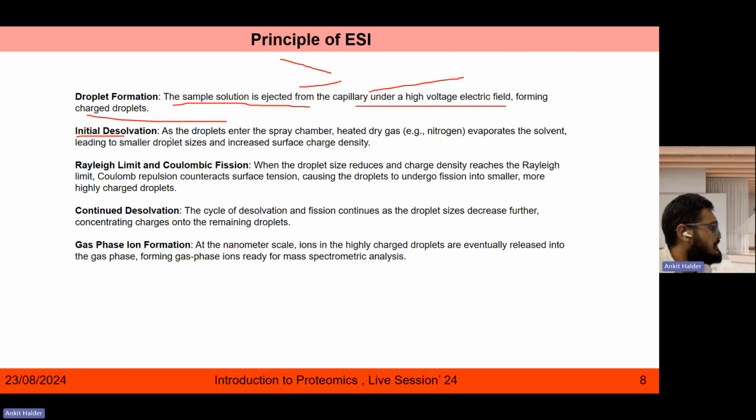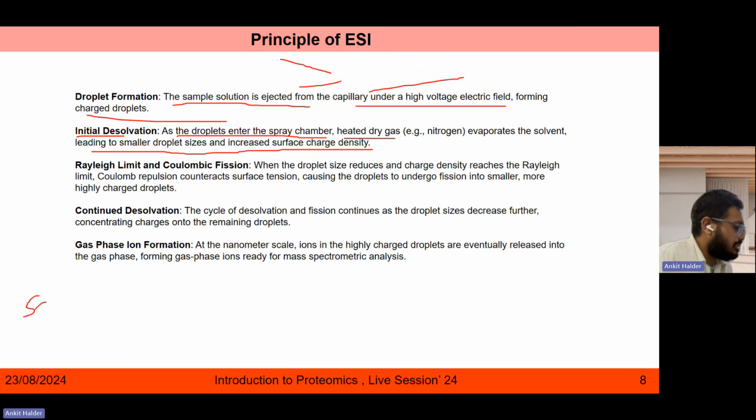Then you have the initial desolvation. The droplets enter the spray chamber, where heated dry gas, for example nitrogen, evaporates the solvent, leading to smaller droplets and increased surface charge density. Okay, so first of all, let me draw the schematic. So what is happening?